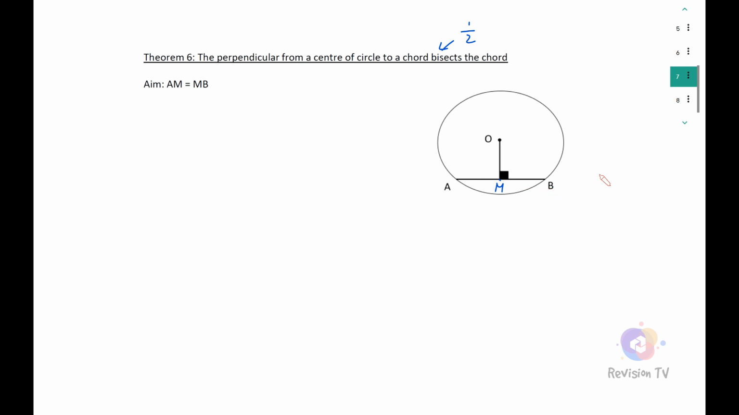Now to do this, you're going to use congruency to help you show it. So first thing, you're going to connect to the center again, make a triangle. Next, you're going to use RHS in a congruency to prove they are congruent, and therefore AM will be the same as MB.